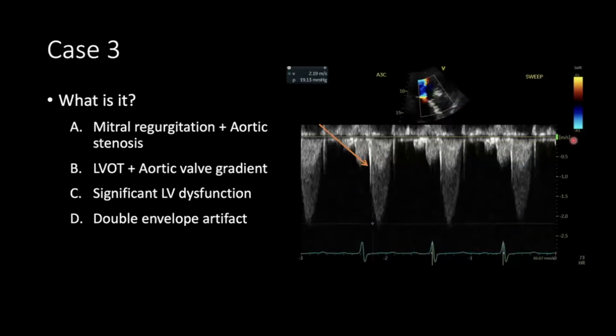I've given you a couple options. Do you guys think it's MR and AS in the same patient, with higher velocities and lower velocities both being seen in the same one? Do you think it's an LVOT and aortic valve gradient, both seen together? Is it a significant LV dysfunction sign? Or is it a double envelope artifact?